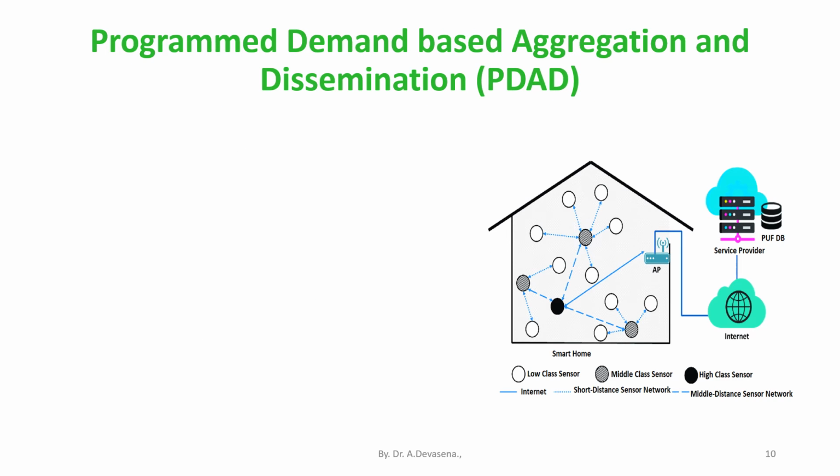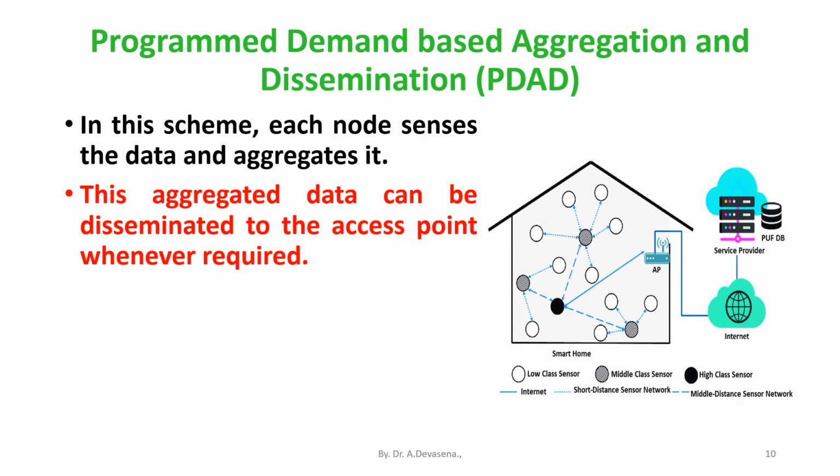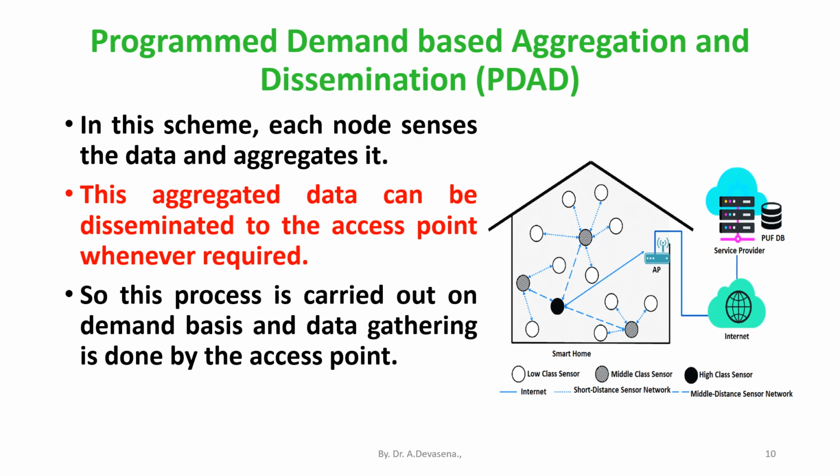Programmed demand-based aggregation and dissemination, that is PDAD. In this scheme, each node senses the data and aggregates it. The aggregated data can be disseminated to the access point whenever required. So, this process is carried out on demand basis and data gathering is done by the access point. This data gathering may be simple collection or query based.